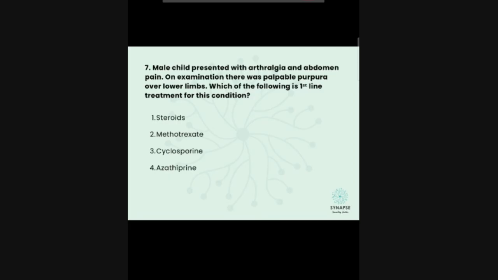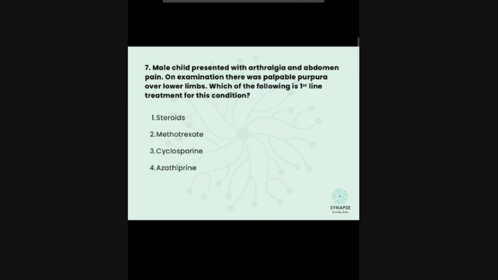Henoch-Schonlein purpura, what do we have? We have palpable purpura with arthralgia and diffuse abdomen pain. In the biopsy, you will see leukocytoclastic vasculitis. There will also be IgA deposition in the mesangium, so in the renal system there will be IgA deposition. Not only in the renal system, you can also see it in the skin as well as in the intestine. So you have palpable purpura, diffuse abdomen pain, arthralgia, and IgA deposition in the mesangium, skin, and intestine.